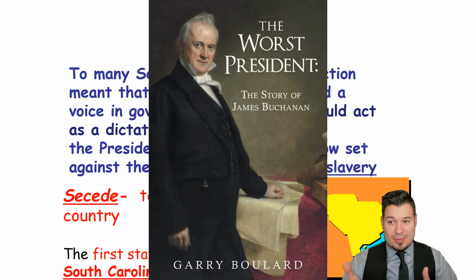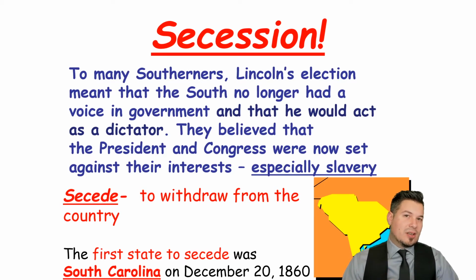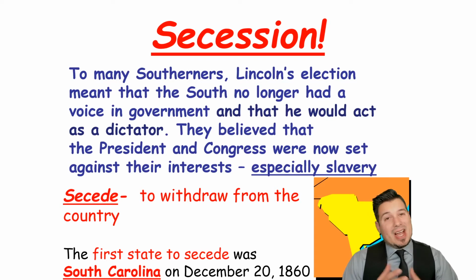Again, he was publicly saying, like, no, don't do it, South Carolina, don't leave. Other states, don't leave. But he didn't really put forth a lot of action. Lincoln's going to be the one that takes action. And I believe, as many historians do, that a lot of this is because Buchanan felt it was probably Lincoln's problem, and that's why he didn't react the way he probably should have.